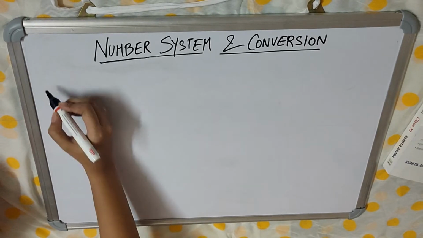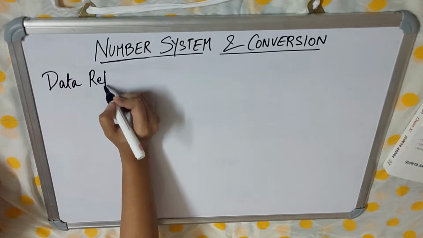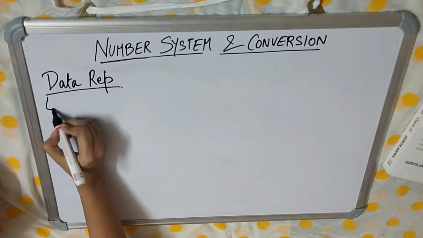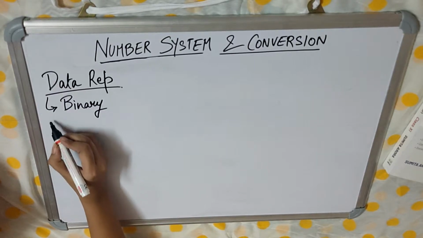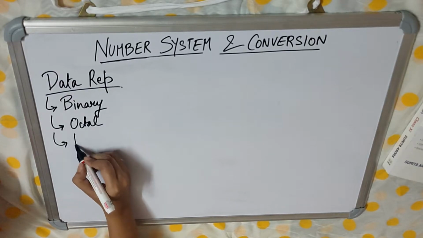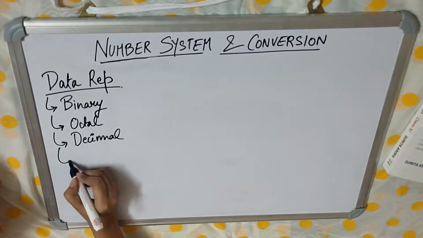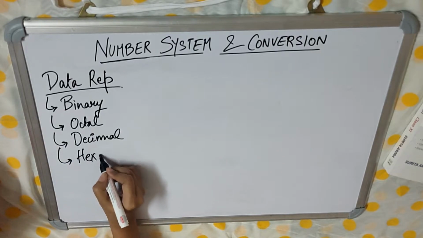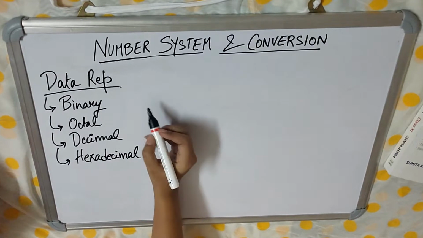The topic I've selected today is number systems and converting them into various data types. But let's understand what the data representations are that we find. We start off with binary, followed by octal numbers, then we have decimal numbers, which we use in our day-to-day mathematics, and then we have hexadecimal numbers.